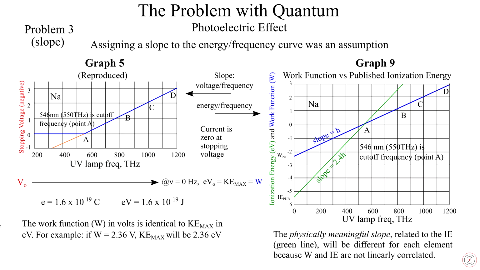The work function and the ionization energy for sodium show competing slope assessments. This slide shows the transformation of the voltage frequency graph to the energy frequency graph. The work function is derived from the stopping voltage via the maximum kinetic energy assumption, designated Ke max. As stated earlier, the slope was assumed to be h, Planck's constant. A more meaningful slope based on experimentally determined ionization energy is much steeper.